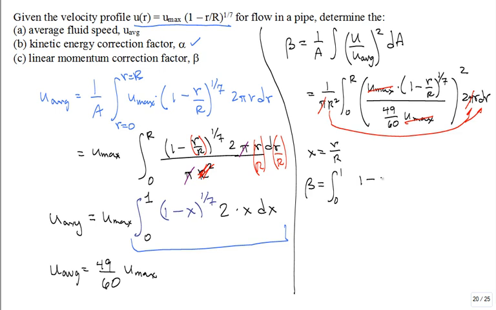(1 minus x) to the 1/7 times 60 over 49, squared, times 2x dx. I look at that. What do you think I do? I'll get my calculus book, or I'll do it with a little assistance from Wolfram Alpha.